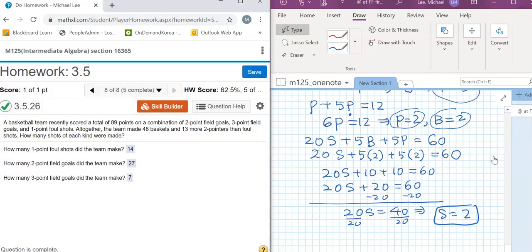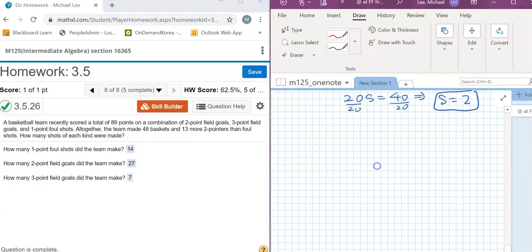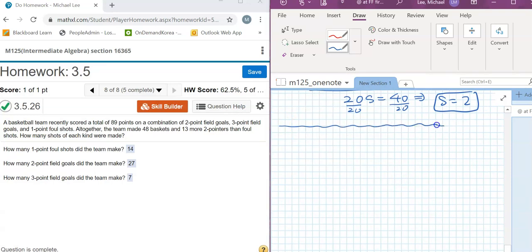Okay, so that was number 7. Let's go to number 8. A basketball team recently scored a total of 89 points on a combination of 2-point field goals, 3-point field goals, and 1-point foul shots. Altogether, the team made 48 baskets and 13 more 2-pointers than foul shots. How many shots of each kind were made?